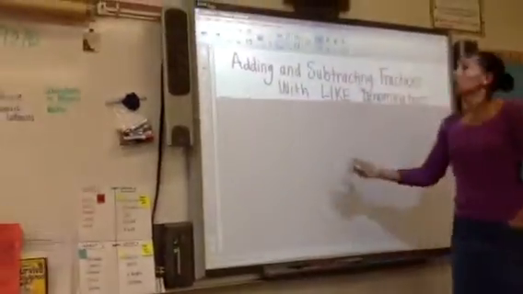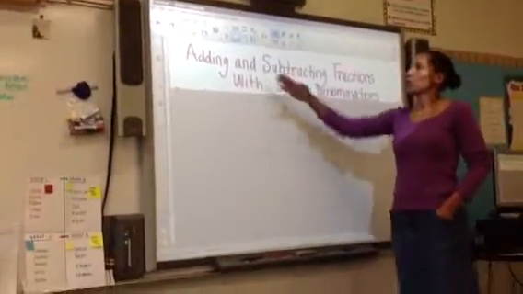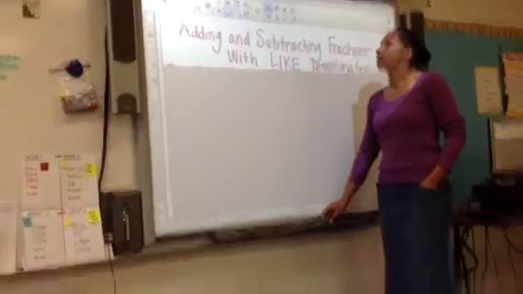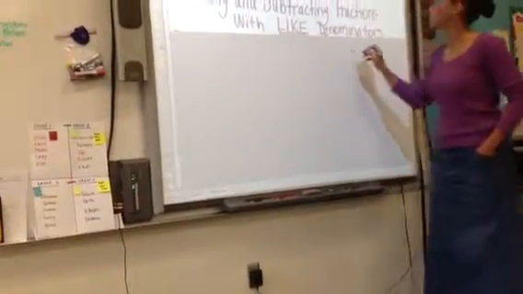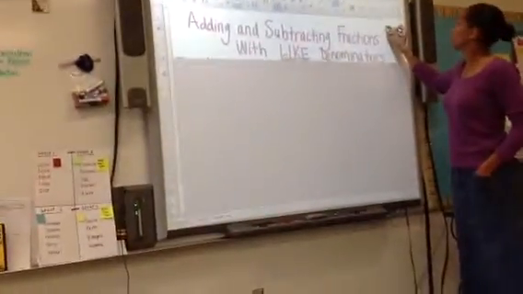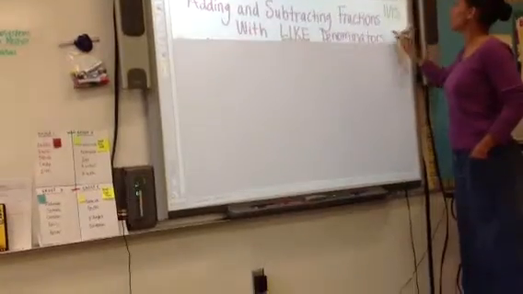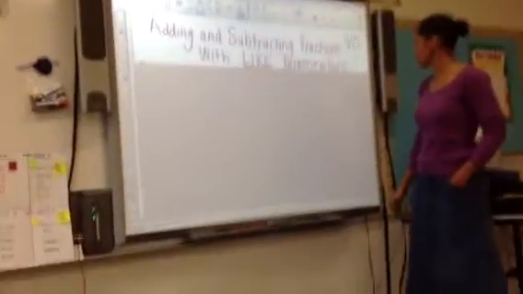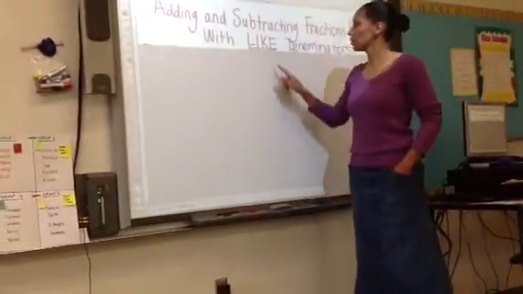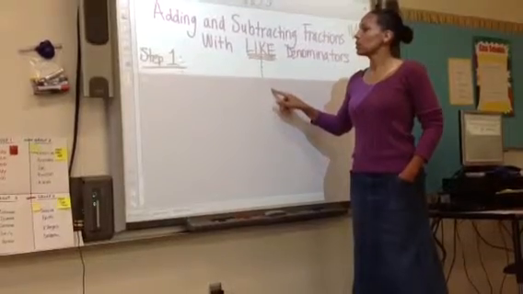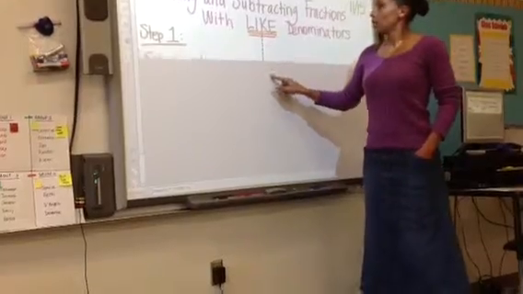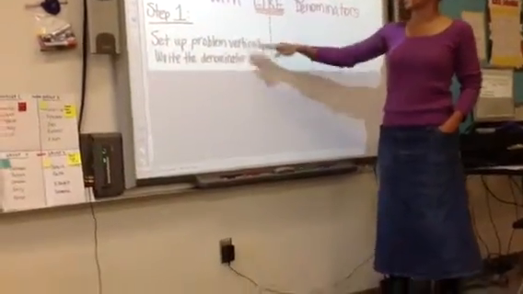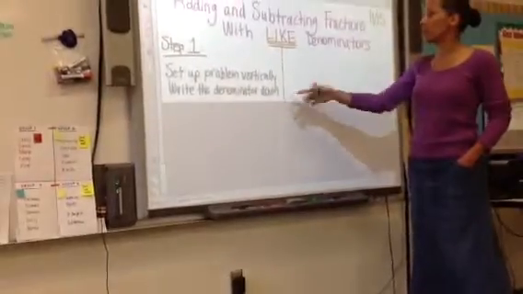I want you to take out a sheet of paper, and we're going to set up our Cornell Notes for today, adding and subtracting fractions with like denominators. And today's date is going to be 11/15. Make sure you get your title up there, please. Step 1. Make sure your paper is folded in half.